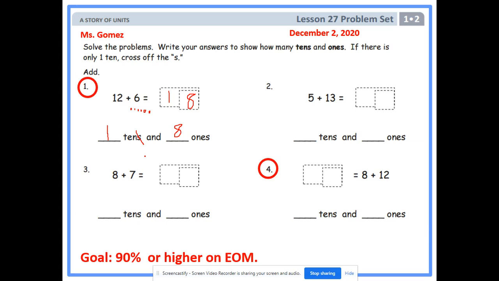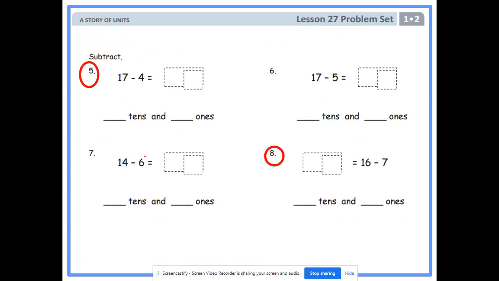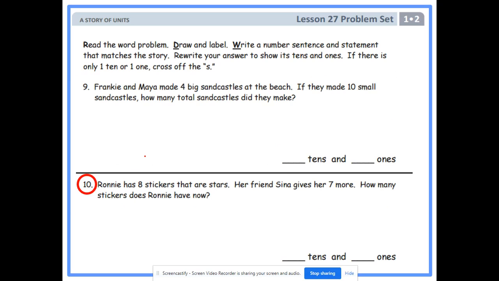Now go ahead and circle your must-do problems that you will be working with in the live session. Your must-do problems are 4, 5, 8, and 10. See you in the live session.